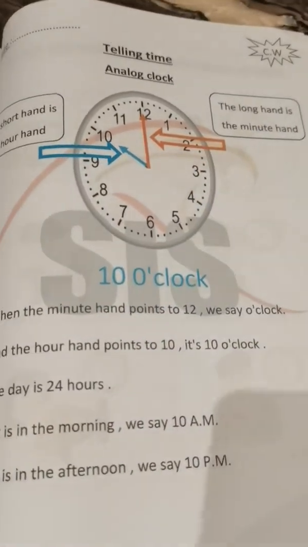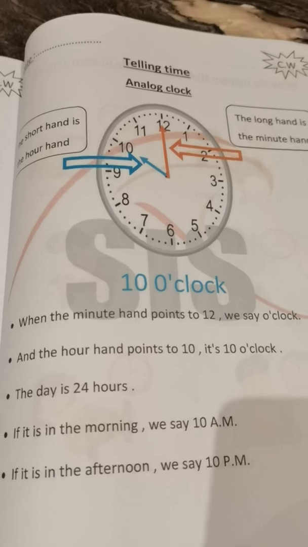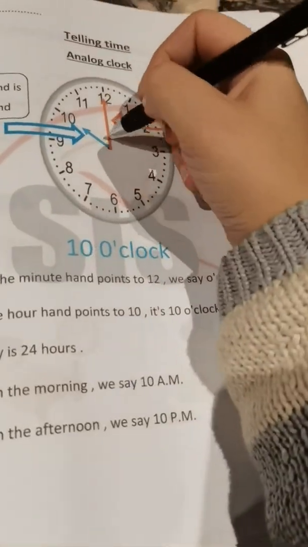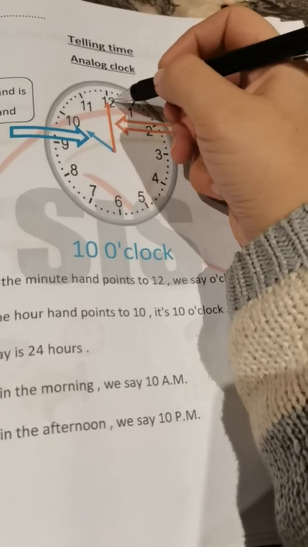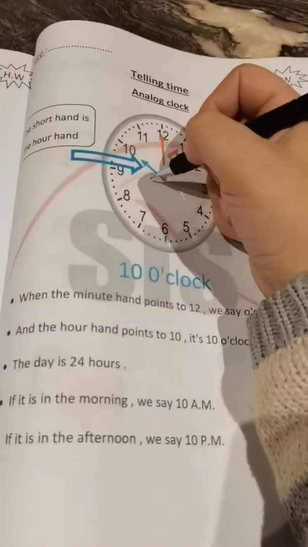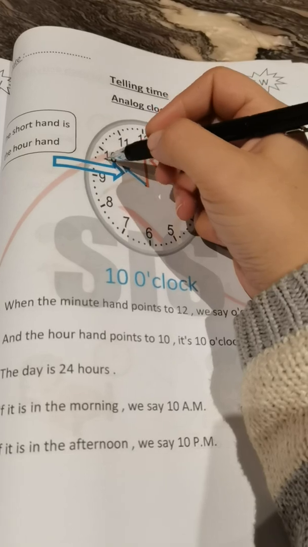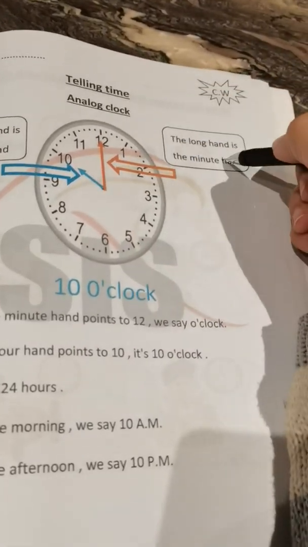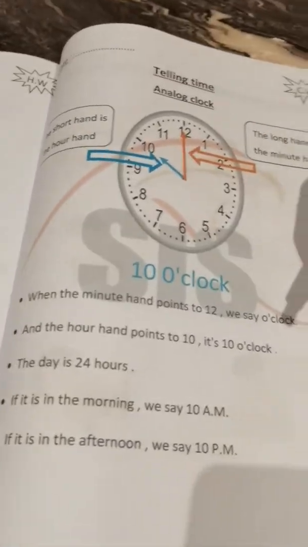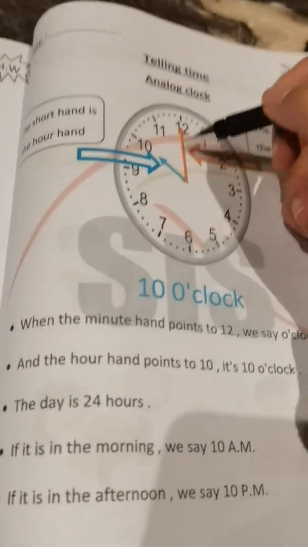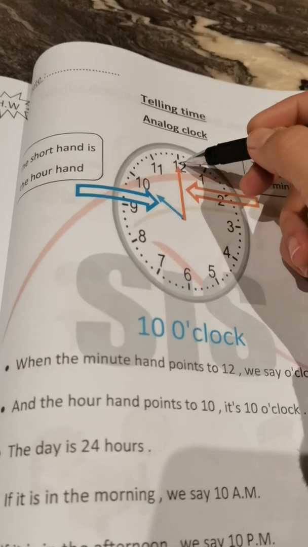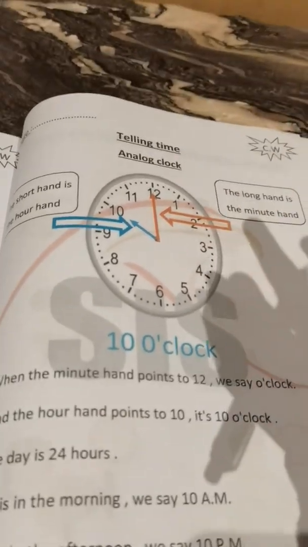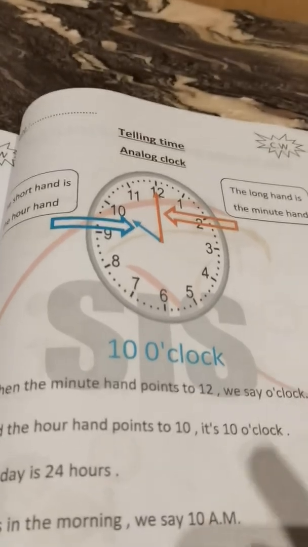The analog clock is like the one that we have in our homes. This clock has two hands, one short hand and one long hand. The short hand usually looks for the hours and the long hand is looking for the minutes. When the long hand is looking at number 12, this means that the time is o'clock, which means the time is sharp.